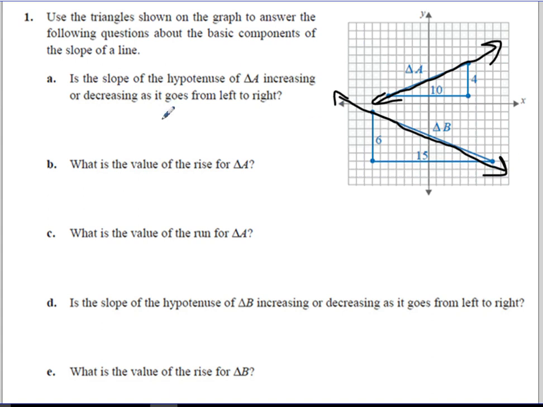First it asks, is the slope of the hypotenuse of triangle A, which is the top triangle, increasing or decreasing as it goes from left to right? If we start down here in the corner and move to the right, we're going uphill, so it is increasing. What is the value of the rise for triangle A? Remember, the rise is how far up it goes, and on the side here it is going up 4. The value of the run, how long we're going from the first point to the second point across the bottom, is 10.